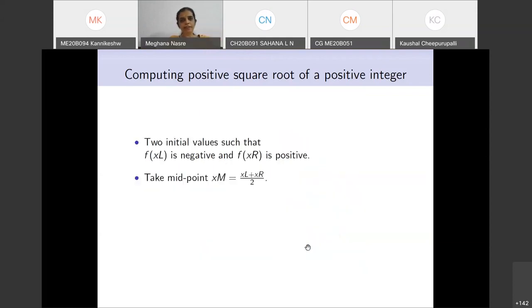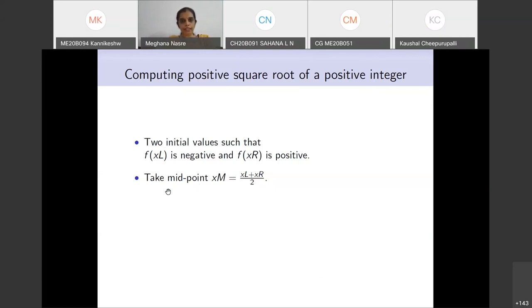So this is exactly the template of our algorithm. We start with two initial values, XL and XR, take the mid, and if f of XL or f of XR happens to be 0 or very, very close to 0, you are done, because anyway we are computing it approximately.